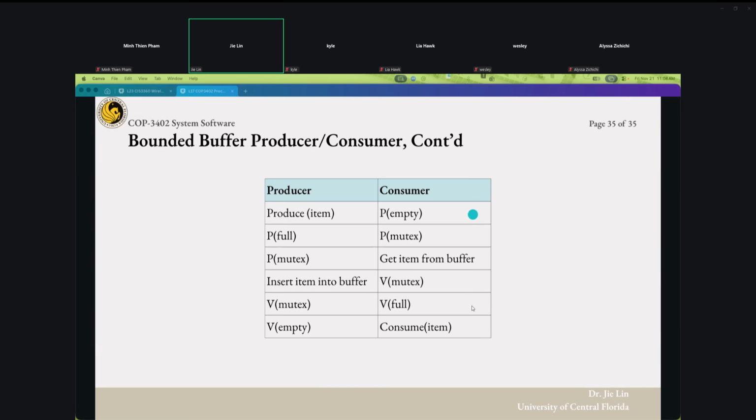So conversely, on the consumer side, it will call P of empty to ensure something is there that I can consume. And P of mutex simply means for the mutual exclusion. It retrieves that item and then calls V of mutex to exit the mutual exclusion. And V of full simply shows the space is available. Finally, it consumes that item. So this is a more structured approach that precisely manages the resource usage and coordination.